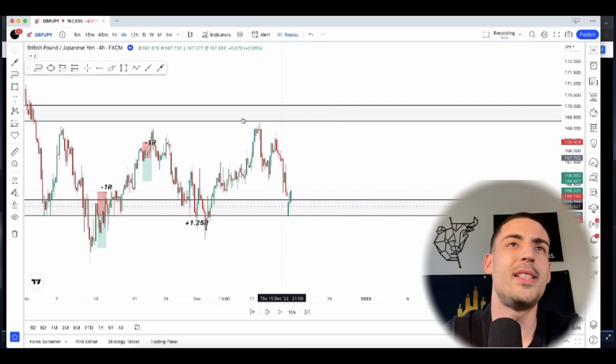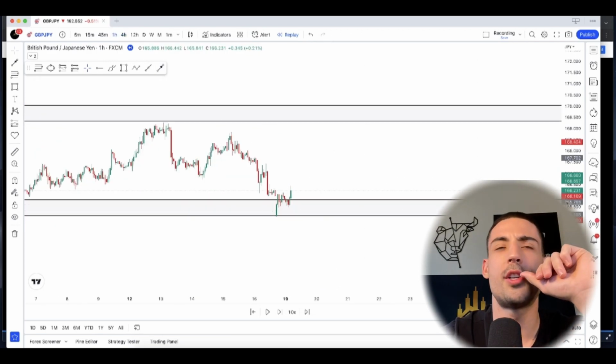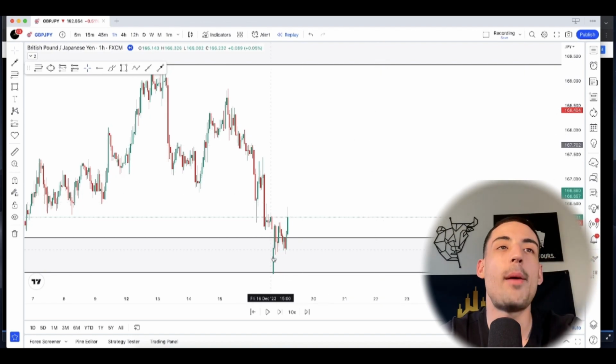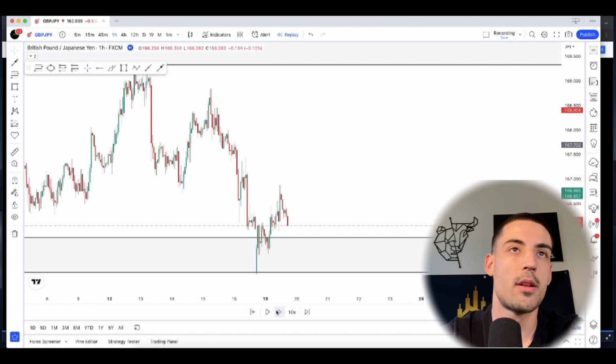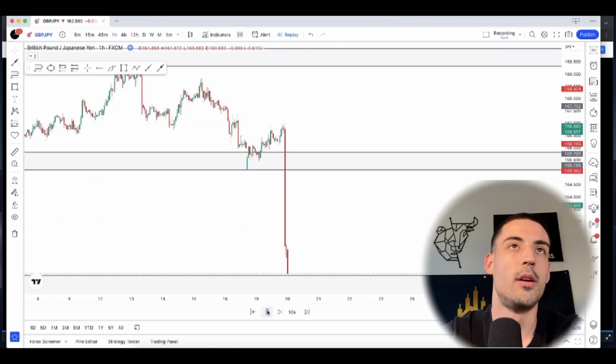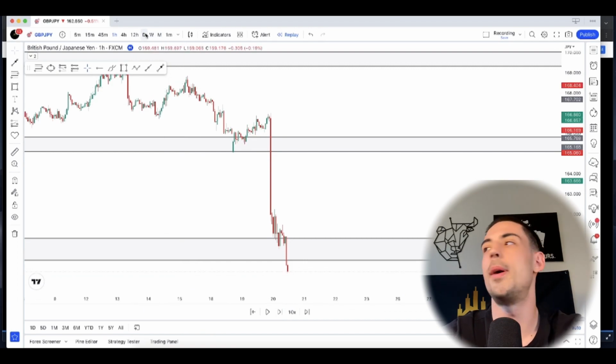Okay, we bounced into this support zone. Let's go back to the hourly time frame to see if we would have been able to catch an entry. We gapped into this support zone. That rarely ever happens. Wow, we had a very strong bearish impulse towards the downside. Let's go back to the daily time frame.